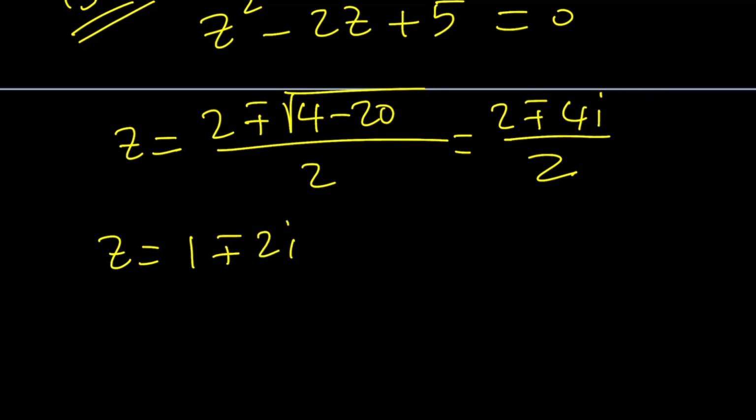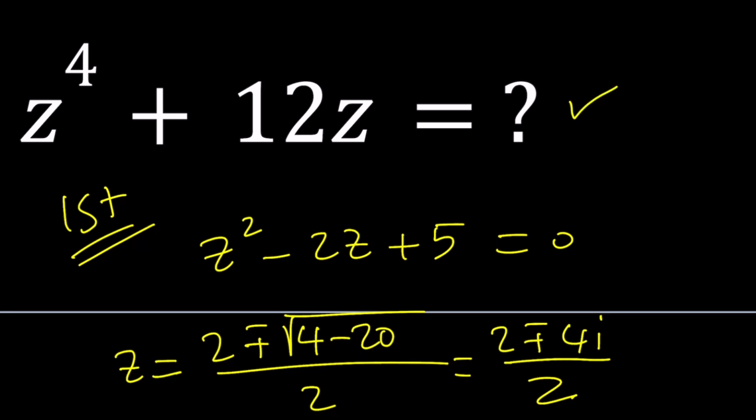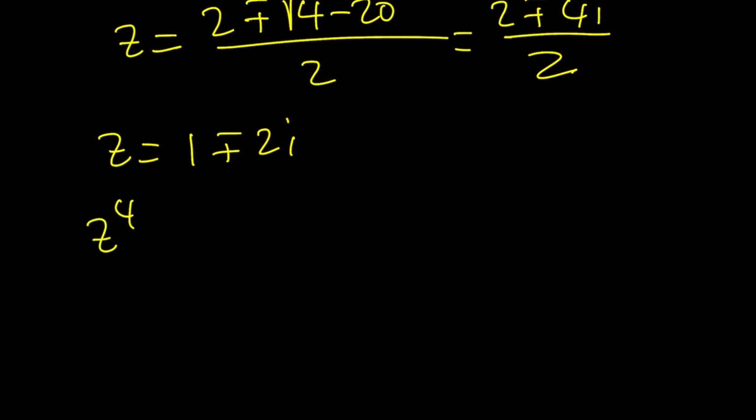So those are the solutions? That's it? No. We're not supposed to solve for z. We're supposed to evaluate an expression that contains powers of z, which is this one. So let's go ahead and evaluate z to the fourth plus 12z. But what is z to the fourth? And which z are we going to choose? The answer is, it does not matter. That's how the problem is designed. It's kind of contrived that way. Okay, so let's go with the positive one.